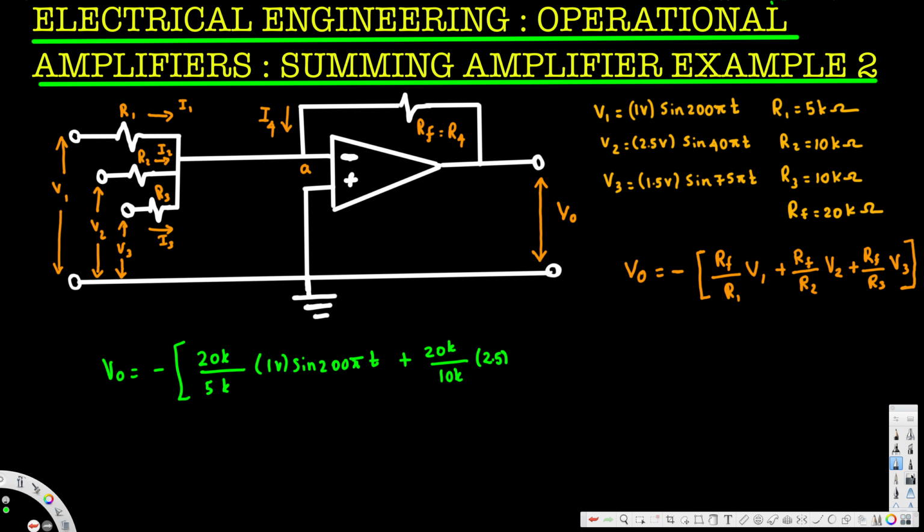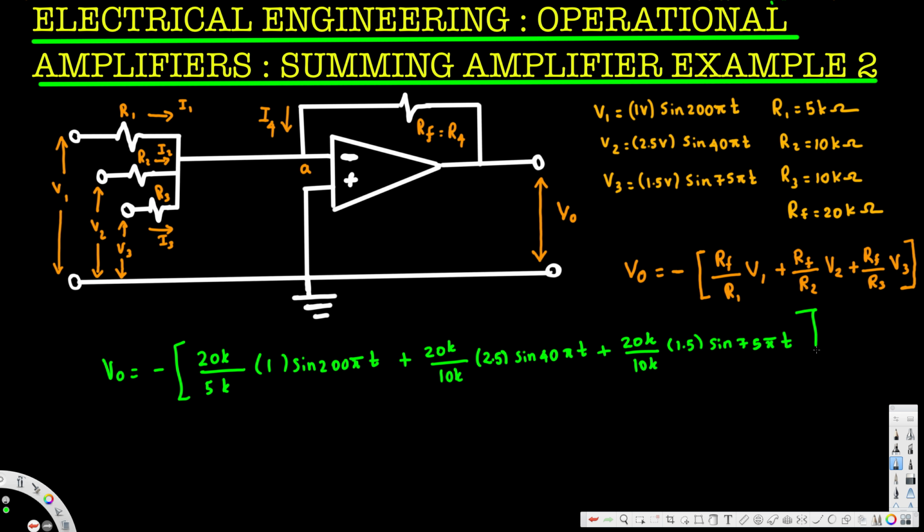Let's avoid the units for now, because if I put voltage I have to put ohm. 2.5 volts, then sine 45t, and then we have, okay, this is for the second one. Now let's look at the third one, RF over R3, that is 20k divided by R3 which is 10k, multiplied by the voltage, that is 1.5 times sine 75πt.